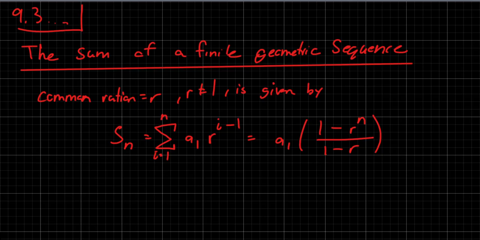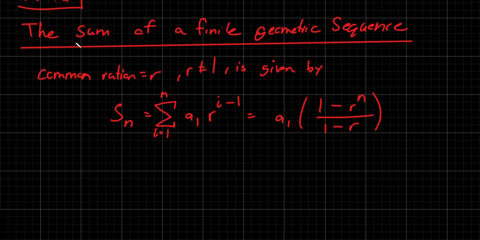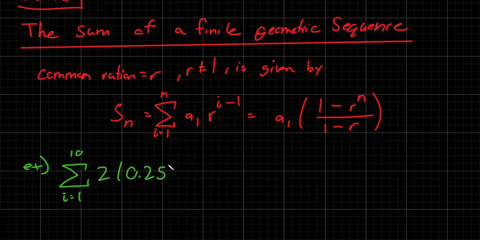So let's do an example. Let's say we have 10 up top. We want the sum from i equals 1 to 10 of 2 times 0.25 to the i minus 1. I can only do it if it's i minus 1. Then I can use this formula. If it's not i minus 1, I can't do it. I need i minus 1.